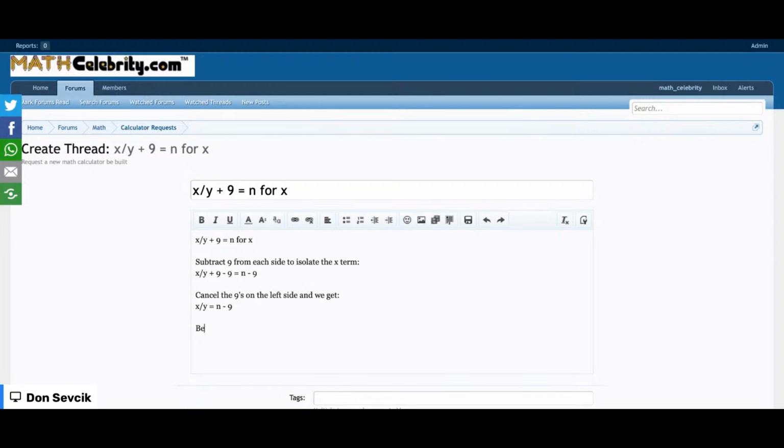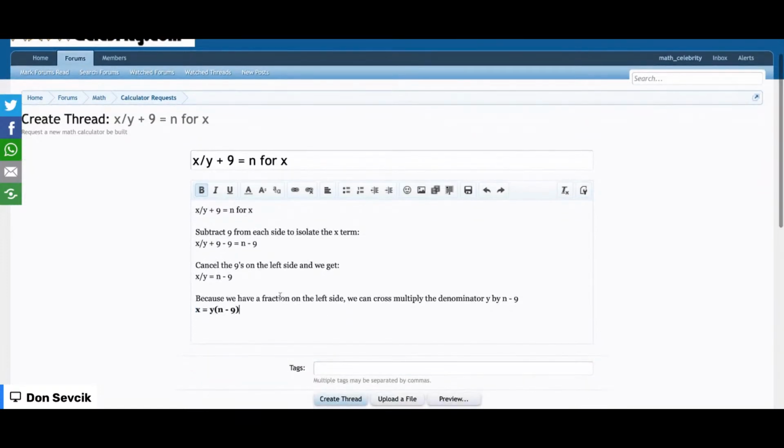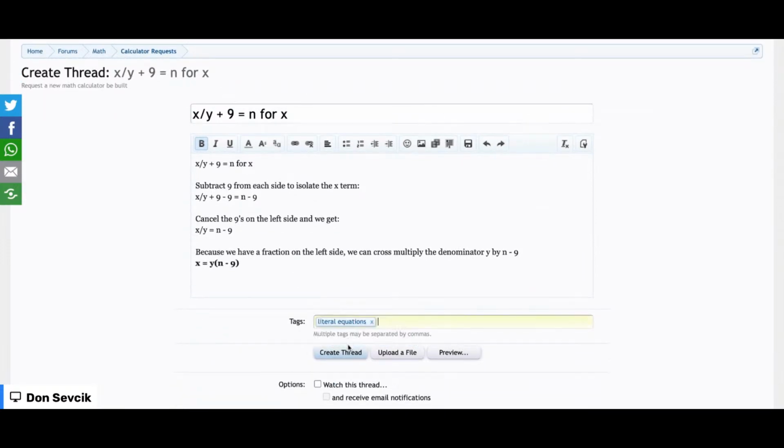Now we're almost home because we have a fraction on the left side. We can cross multiply the denominator y by n minus 9. So we get x equal to y times (n minus 9), and that is our answer. We had 2 moves here. We want to get rid of the 9. We isolate the x term, and then what's nice is we've got a little proportion here. So we can just multiply through by y, and we solve that one pretty easy.